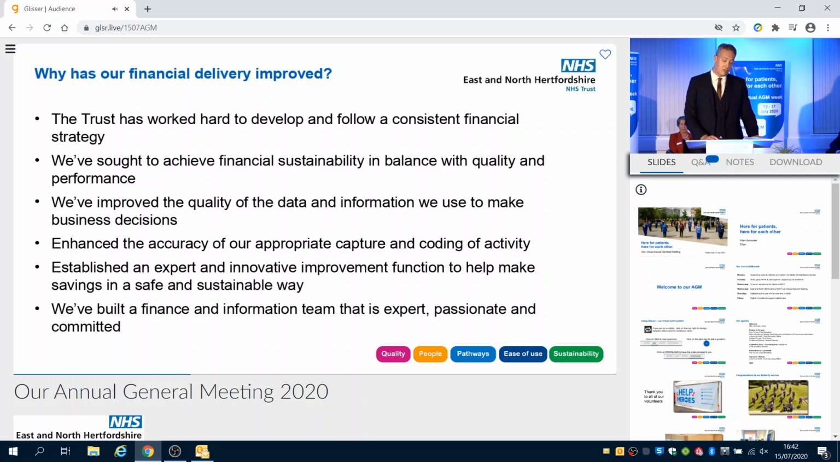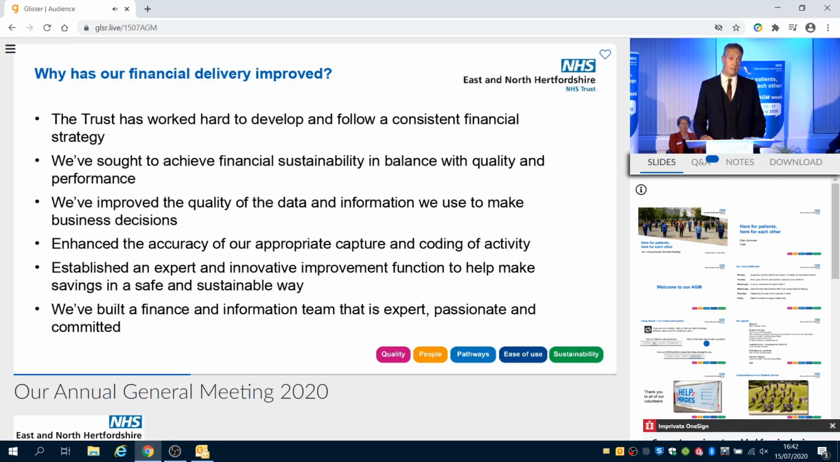Moving on from that, I think it's right that we do reflect, well, actually, why is that? Why has our financial delivery improved? And the truth is there's no one magic silver bullet that explains that. It's about a number of factors coming together consistently that have delivered the position that we're now in. And so what are they? Well, some of it is about us developing a consistent financial strategy and following it year after year. It's also been really important for us as a trust board to balance financial sustainability with quality and performance. All of those things have to remain in balance for us.